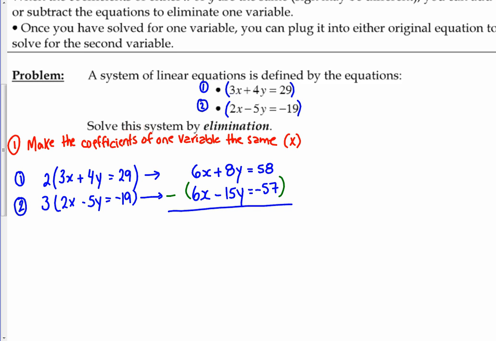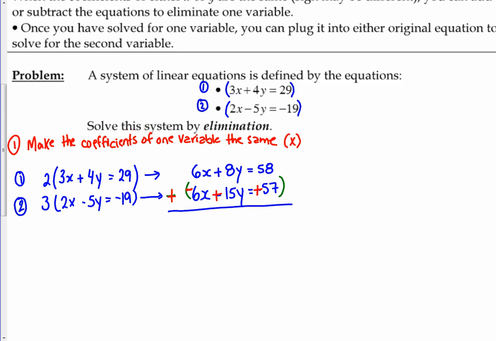One thing I recommend with my 10Cs is that when we subtract, often students make mistakes. So what can we do when we subtract? Don't make mistakes? Sure. You could use your calculator, or we could add by doing what? Switching the signs. So I can make this a plus by switching all the signs here. So this becomes a negative 6x plus 15y and plus 57. Now we can just add the equations together.